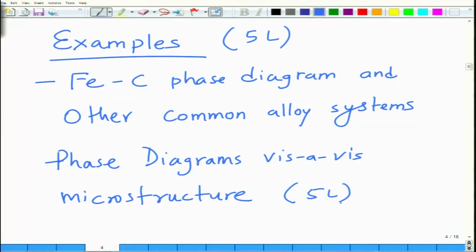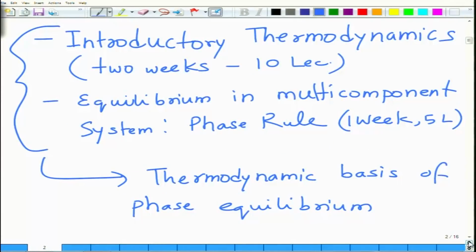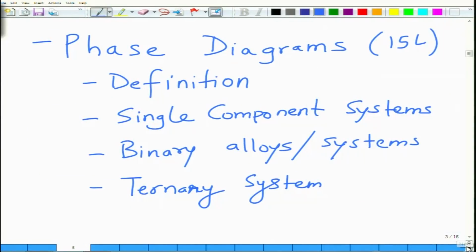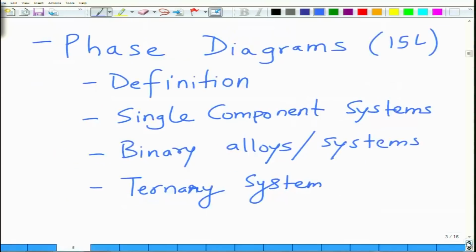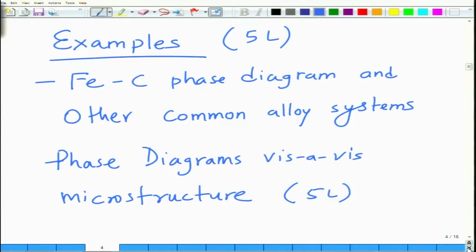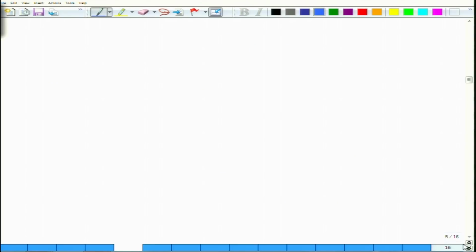So in total, if I go back to the previous slides, the thermodynamic basis will take about 15 lectures, then phase diagrams, various definitions, various reactions and phase diagrams corresponding to single component, binary and ternary systems will take about 15 lectures. Then finally, some example phase diagrams and phase diagrams vis-a-vis the microstructure of materials will take about roughly 10 lectures. So 15 plus 15, 30 plus 10, we will have about 40 lectures, which is the mandate of this course. So let us begin with the basic thermodynamics of materials.